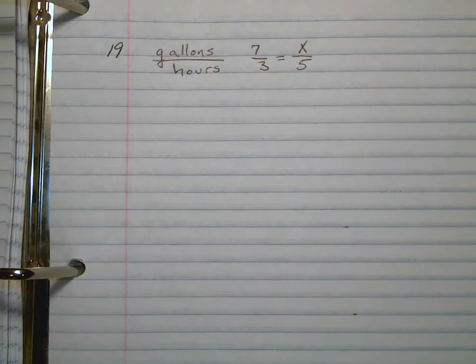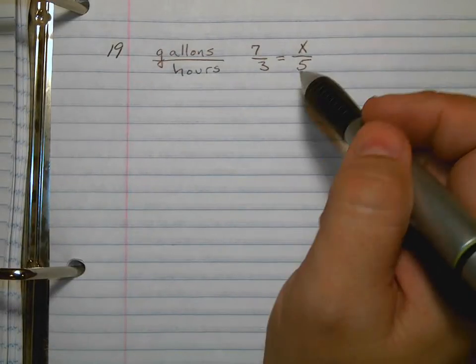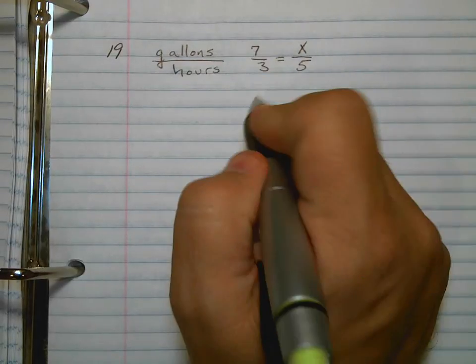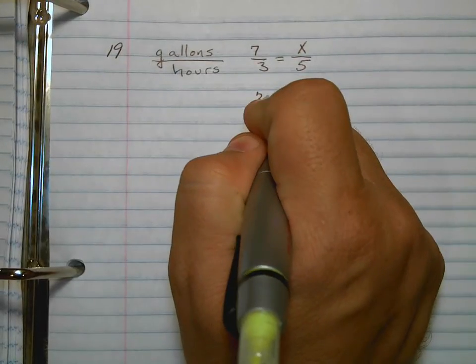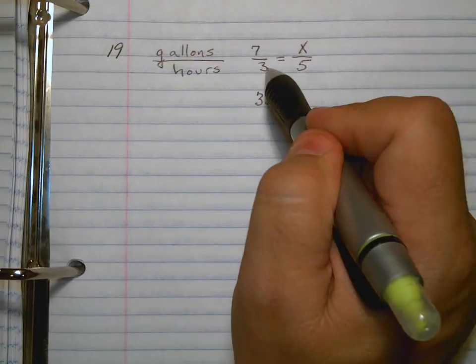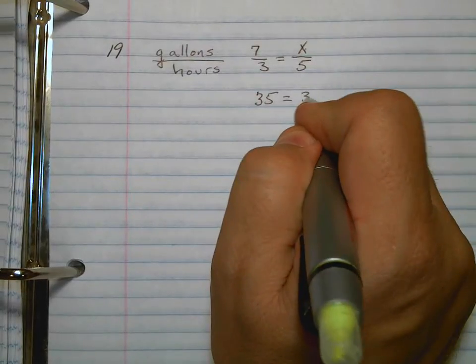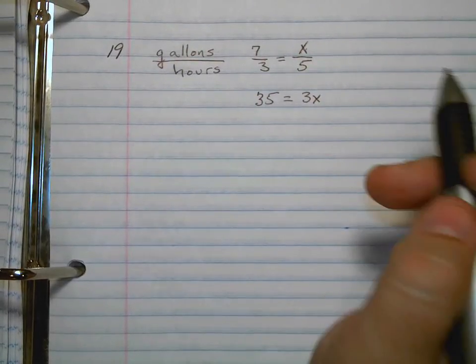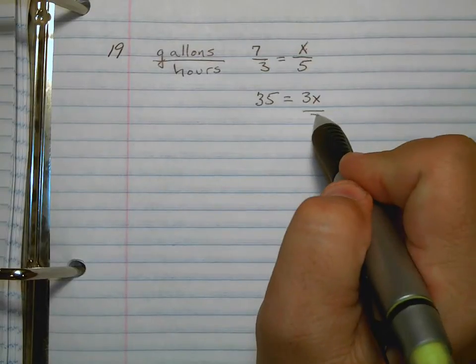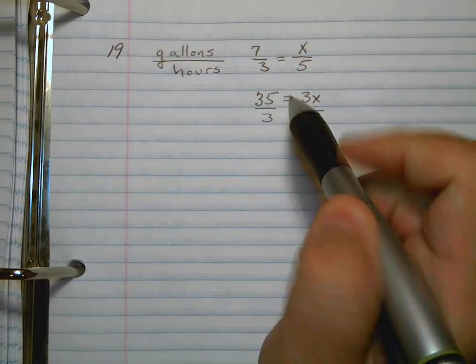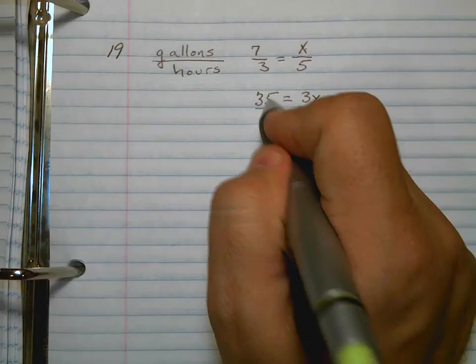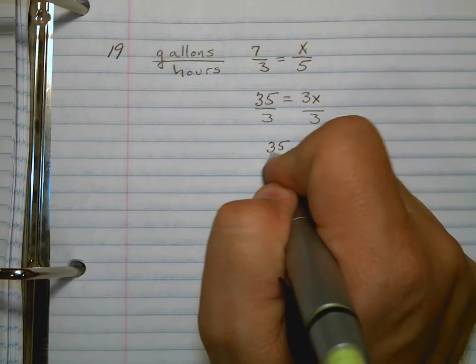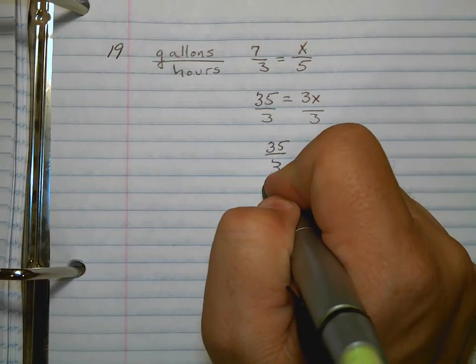This problem now becomes a simple proportion. We multiply 5 times 7, which is 35. And we multiply 3 times x, which is just 3x. To solve for x, we divide by 3. And we're left with 35 over 3, which cannot be reduced, equals x.